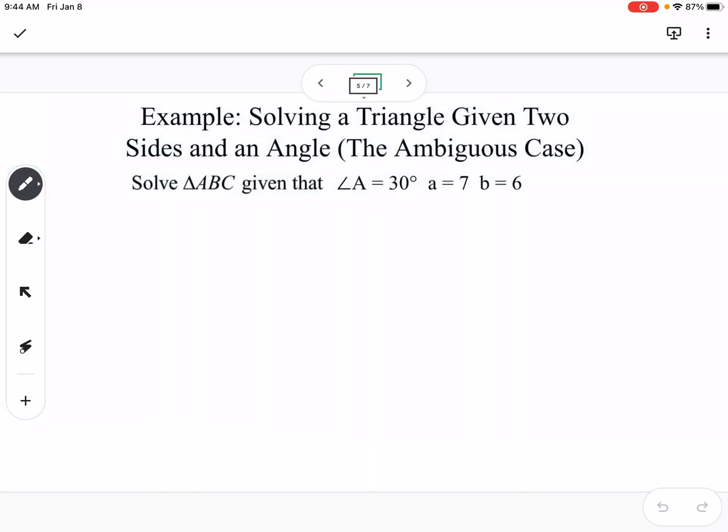Okay, so our second situation is, we have an angle and two sides. So I'm going to set up my triangle here. So we'll say A right here is 30 degrees.